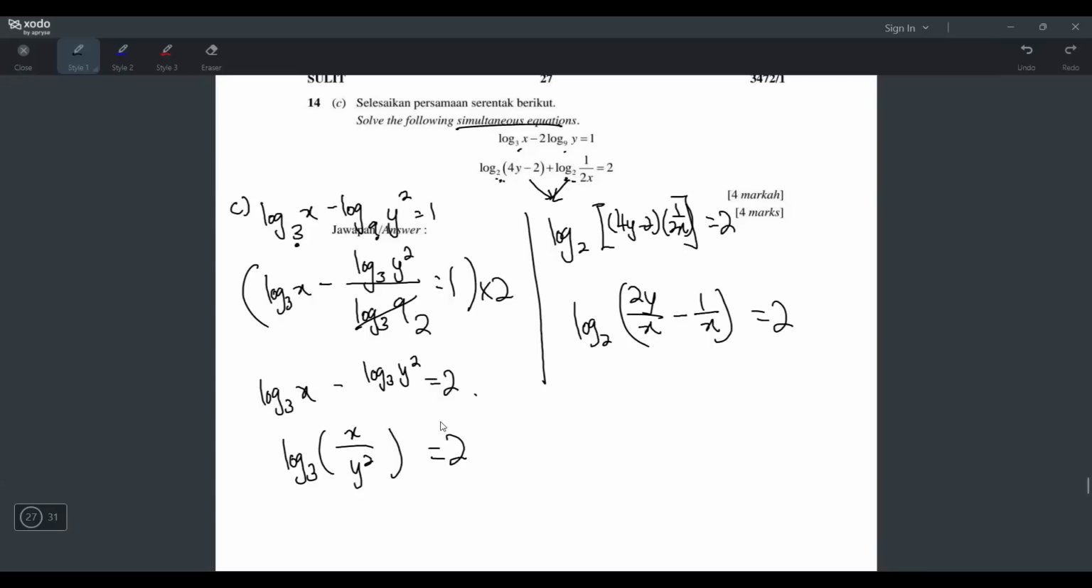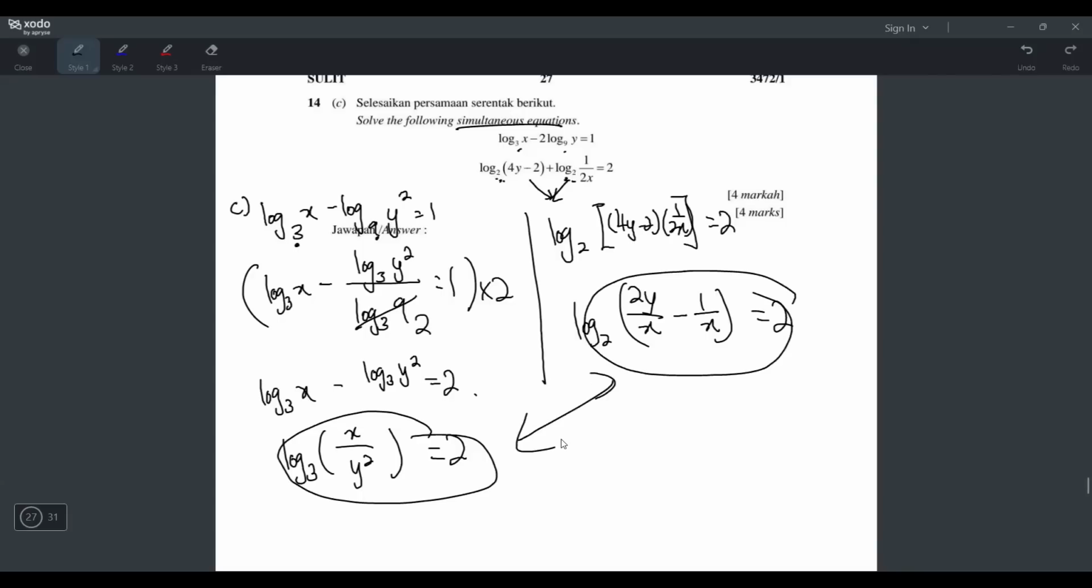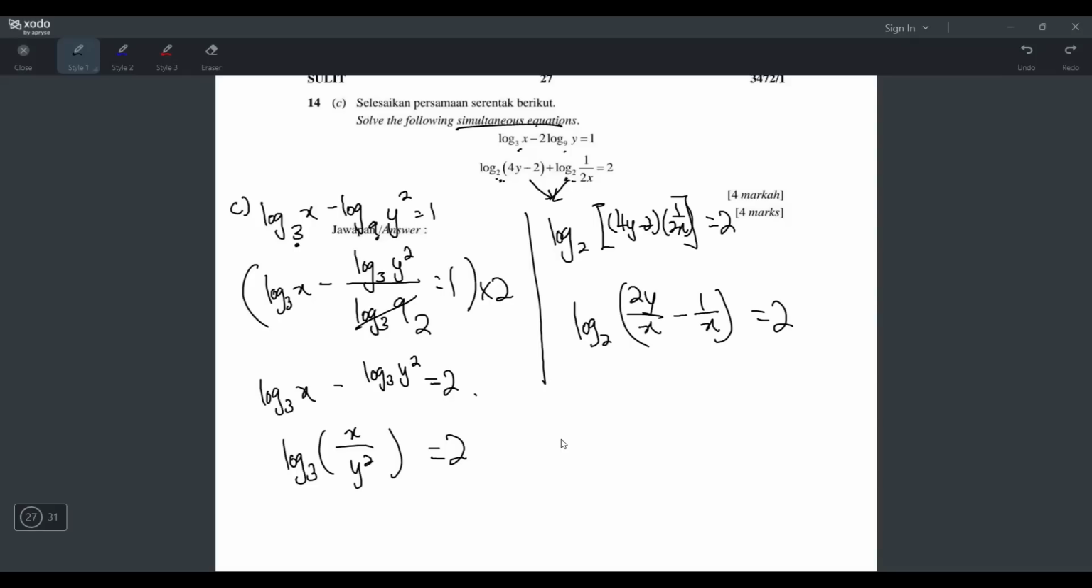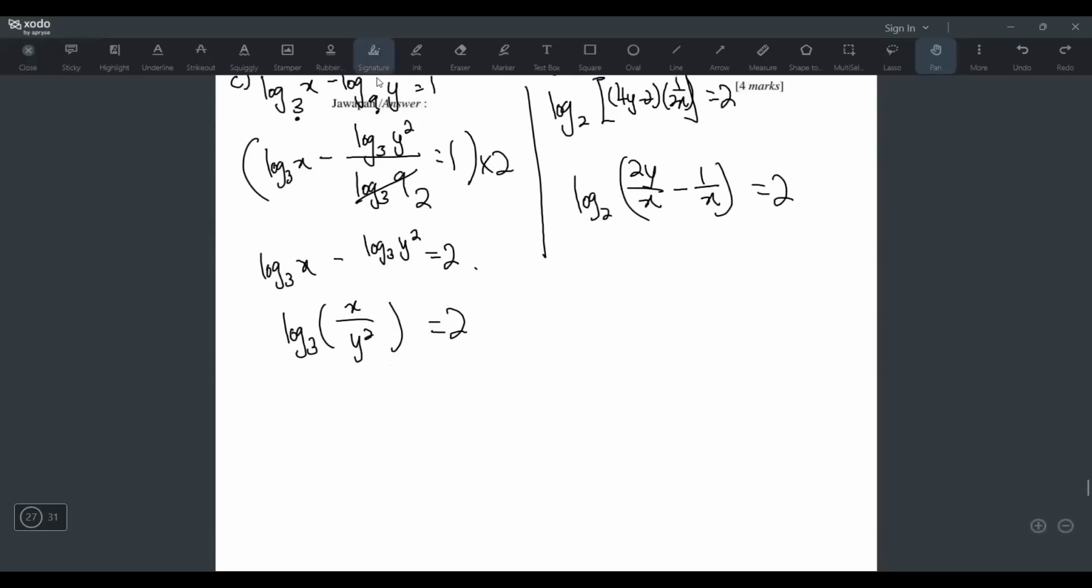Okay, now the problem is how to do simultaneous equations using these two, right? One is base 3, one is base 2. So how to do it? Okay, I think I will convert to index form, which means I will do anti-log. Because this one is log something base something equals something, and this one also is log something base something equals something. So we can perform anti-log.